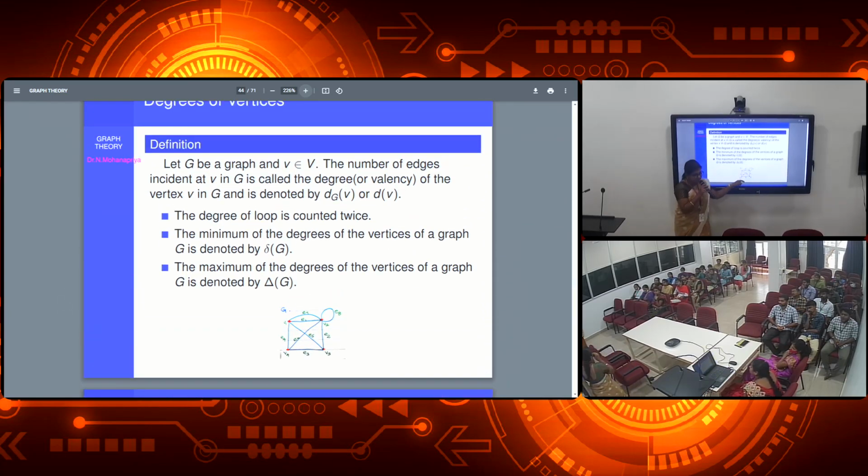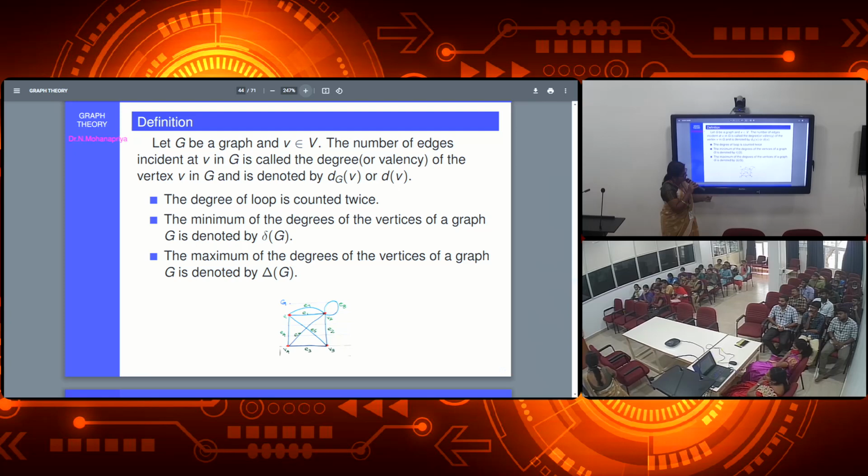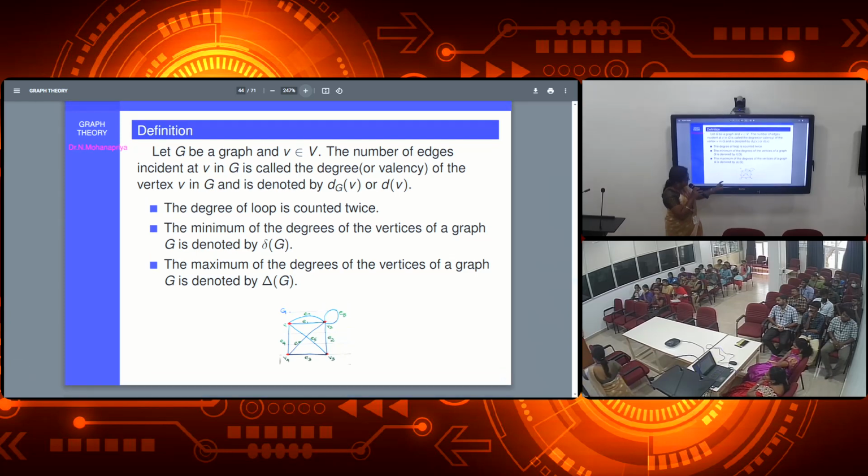So in this graph, we have to find the maximum and minimum degree. Minimum degree is the minimum number of edges incident on a vertex. Maximum degree is the maximum number of edges incident on a vertex. So here tell me which is the minimum degree. V1 has how many edges incident on it? 4. V4, 3. V3 and V2.